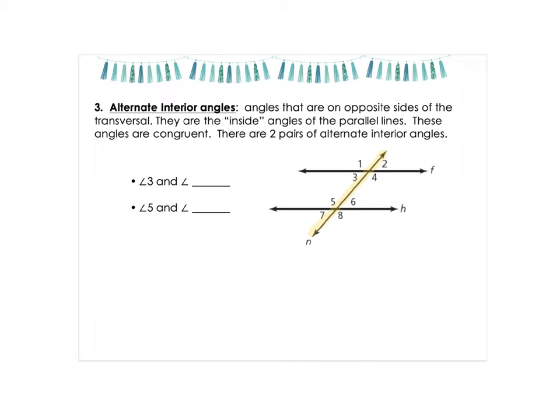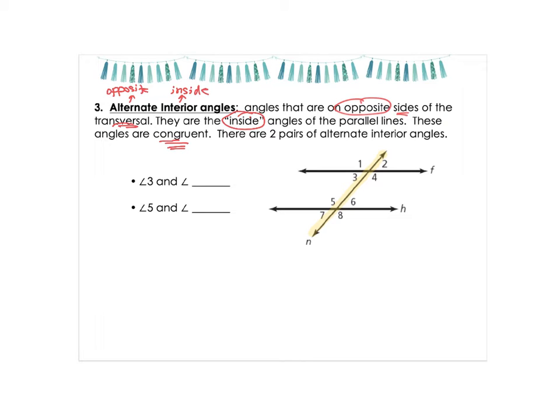All right, so let's look at the third type, alternate interior angles. So the word interior means inside. Like an interior decorator, they decorate the inside of a house. Alternate just means opposite. So here, these are the angles that are on opposite sides of the transversal. They're the inside angles of the parallel lines, and they are congruent.